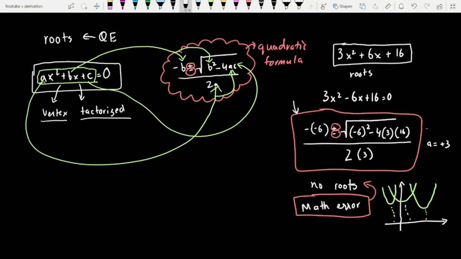It's better for convenience. You don't have to convert it into your vertex form or your factorized form. You can just go ahead, put this in your calculator, press equals, and then change the sign over here, press equals again, and you'll get the other root. If you have no roots, you're going to get a math error in both of your tries.